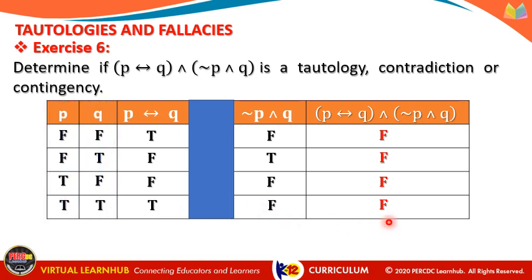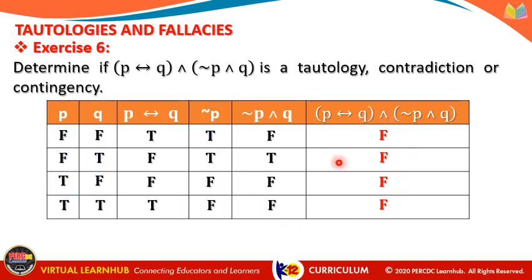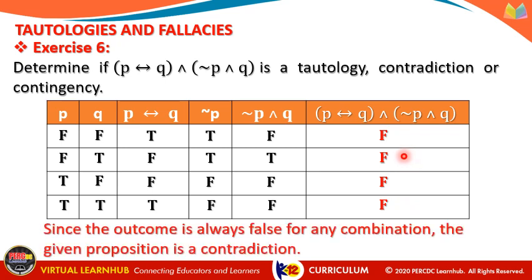As you can see here, regardless of the truth values of P and Q, what we have is always false. So the truth value is always false no matter what. Therefore, what we have is a contradiction. Again, since the outcome is always false no matter what combination we have, then our proposition, this one, is a contradiction.